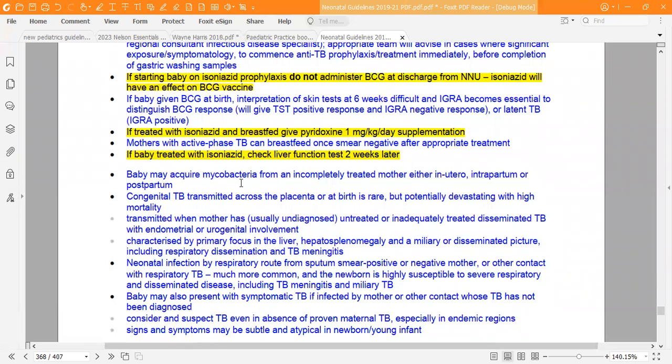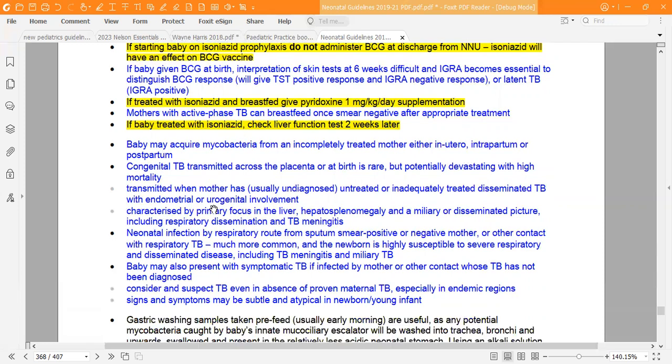A baby may acquire mycobacteria from an incompletely treated mother, either in utero, intrapartum, or postpartum. Congenital TB transmitted across the placenta or at birth is very rare, but potentially devastating with high mortality. It is transmitted when the mother has usually undiagnosed, untreated, or inadequately treated disseminated TB with endometrial or urogenital involvement. It is characterized by a primary focus in the liver.